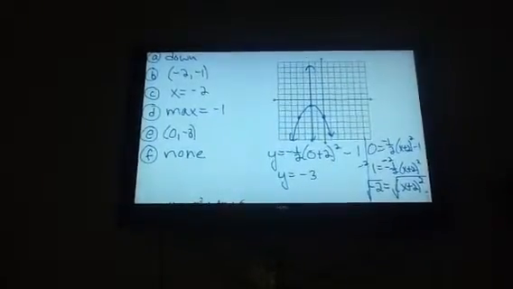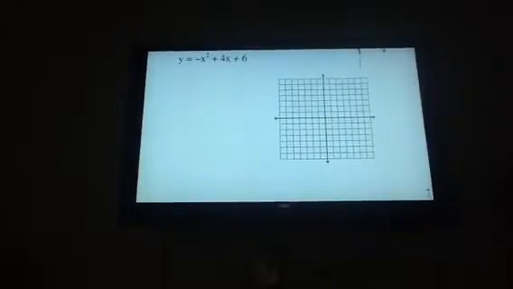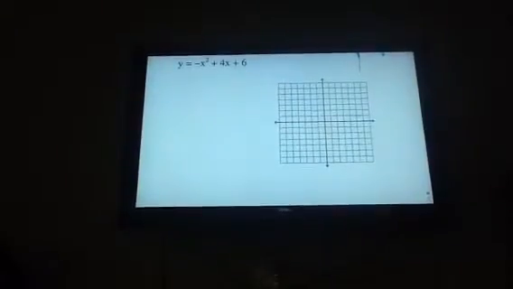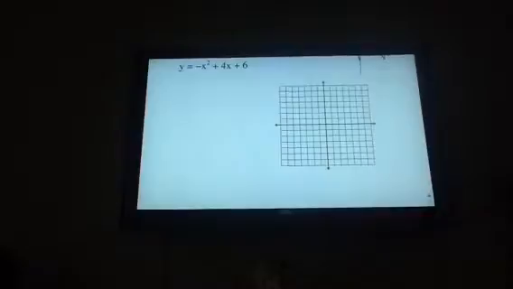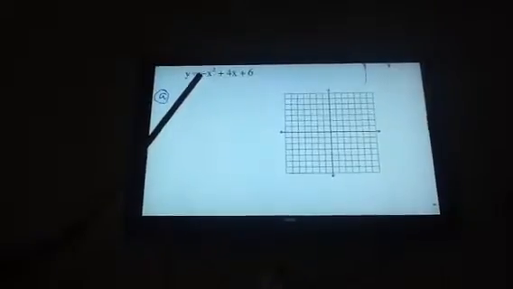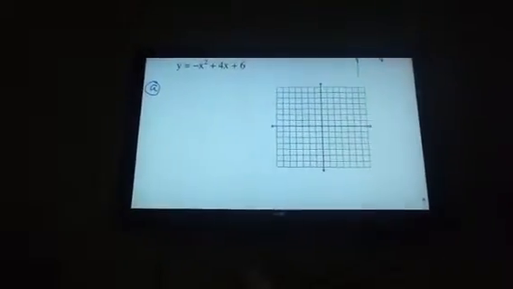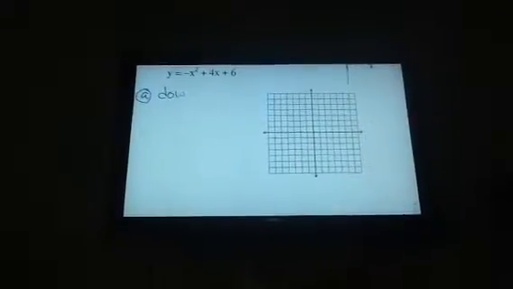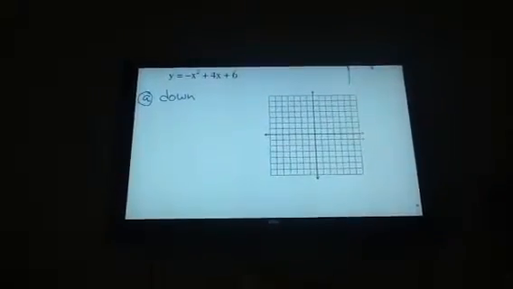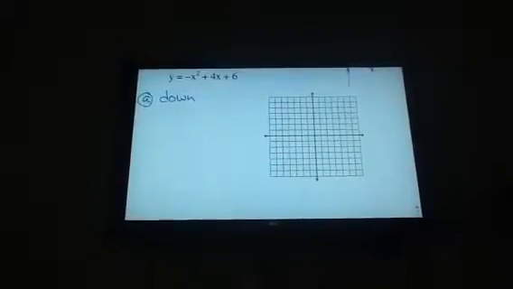All right, I'm only going to get through one more here, but we got to get through it because it's different. Okay, number A. I want to know, does it open up or down? Because the A, which is the number in front of the x squared, that's an understood -1, is negative, it's going to open down.